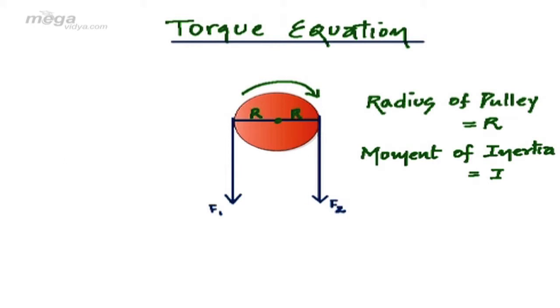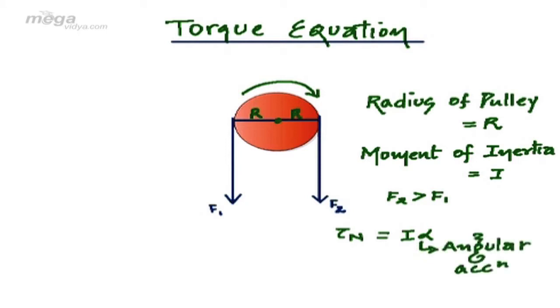Let us consider that two forces F1 and F2 act on this pulley such that F2 is greater than F1, and thus it is clearly noticed that the pulley will rotate in the clockwise sense. Basically, using the second law of rotational motion, we can say the net torque acting on the system should be equal to I alpha, where alpha is the angular acceleration.